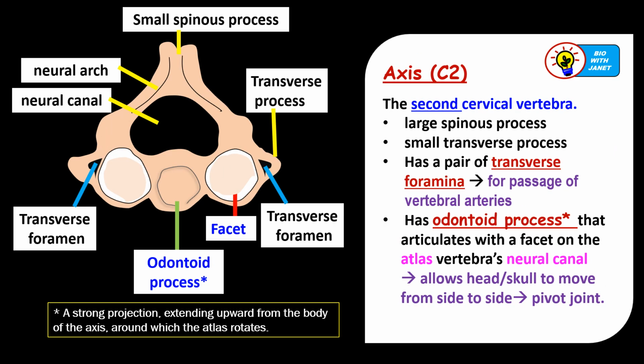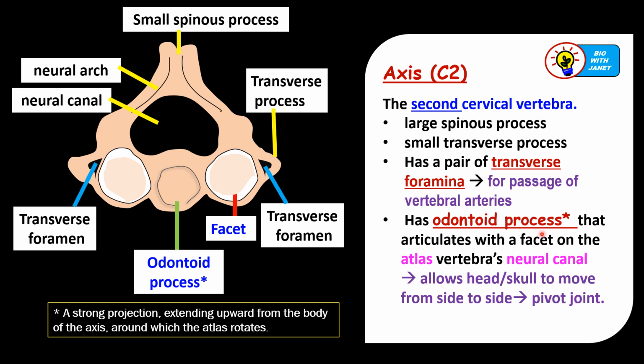Now next we have the axis. The axis is C2, or cervical vertebra number 2. It has a small spinous process. Now you can see the spinous process sticking out a little bit. It has a pair of transverse foramina, okay, here and here on the transverse processes. And it has a special characteristic, which is a projection sticking out from the centrum here. This is called the odontoid process that articulates with the facets of the atlas vertebra's neural canal.